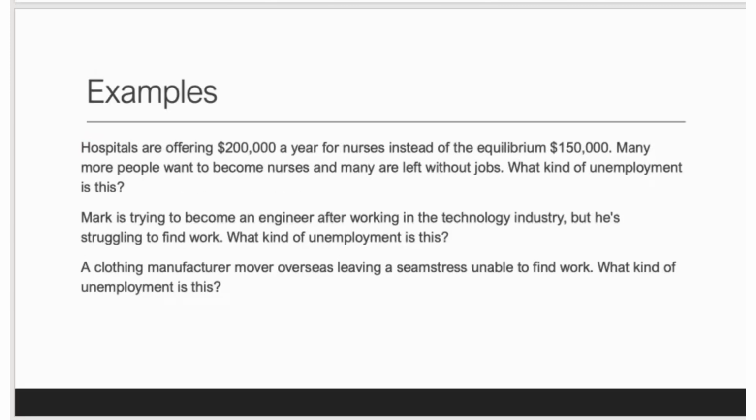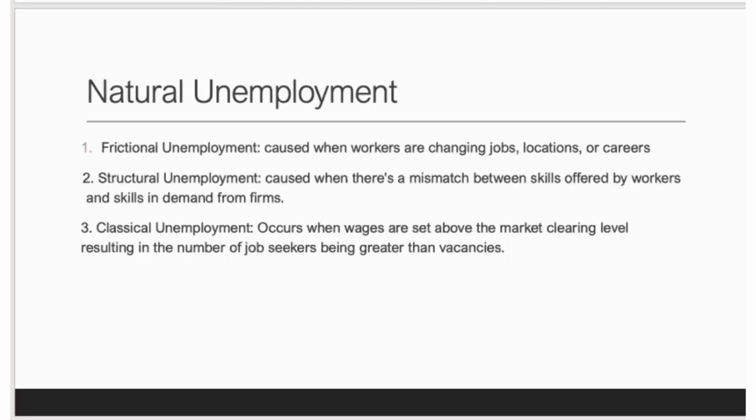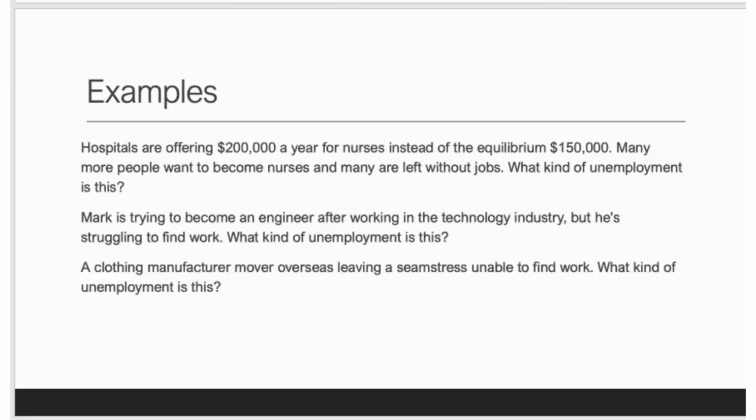Finally, a clothing manufacturer moves overseas, leaving a seamstress unable to find work. What kind of unemployment is this? This is structural unemployment. There is no longer a demand for the seamstress's skills, so there's a mismatch of skills offered by workers and skills in demand from firms. I hope this better explained the different types of natural unemployment.